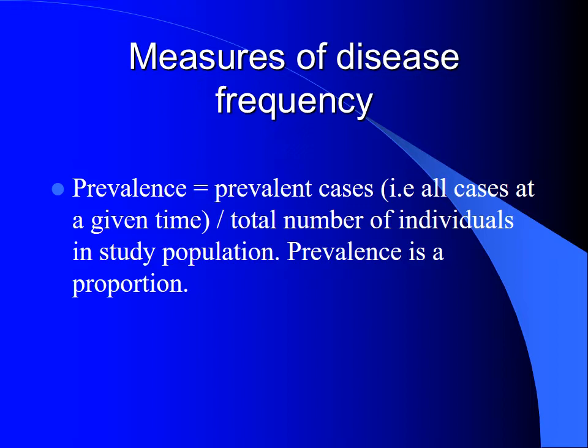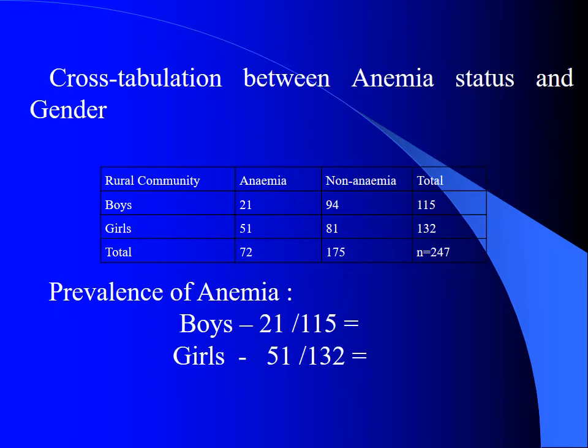So prevalence, the numerator is a part of the denominator. So prevalence is a proportion. Now let us look at the example. We have data on anemia status versus gender in a rural community. So this is the kind of data, a two-way table.